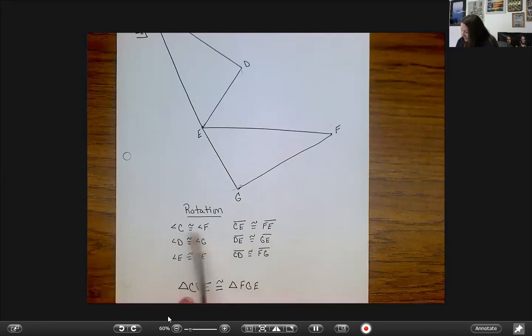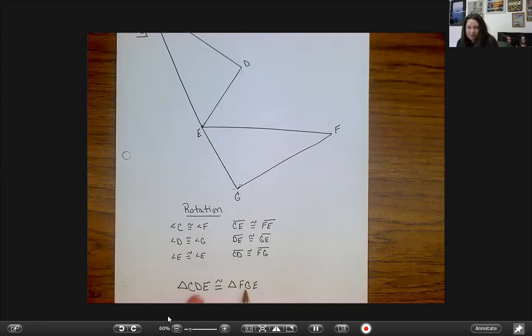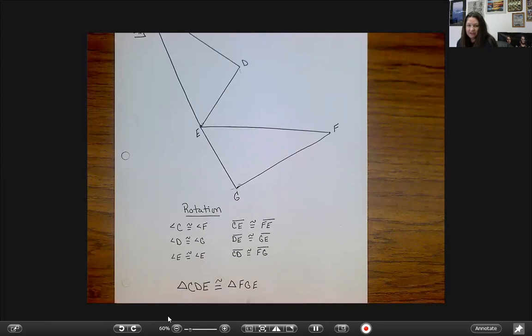So angle C was congruent to angle F. I see those are both the first letters of my congruency statement. D with G, and I can see those are both the second. And then E with E. Okay, those are both the third letters in that statement. So this would be a correct way to write that triangle congruency statement.